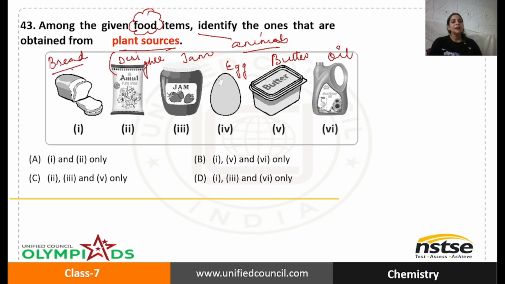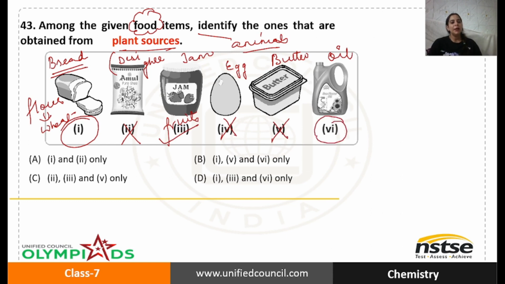see, bread is made up of flour, and you get flour from wheat plant. So basically it is obtained from plant. Desi ghee is obtained from animals, so no. Jam, yes, because jam is made from fruits. Egg, you get it from animals. Butter, you get it from animals. Oil, you get it from plant. So basically which option is right, students? Option D is the correct option.